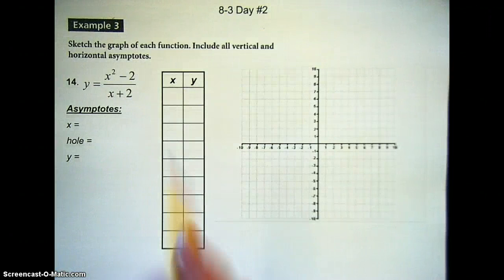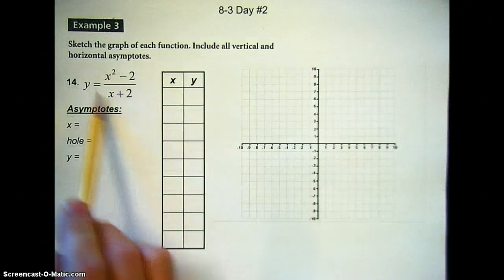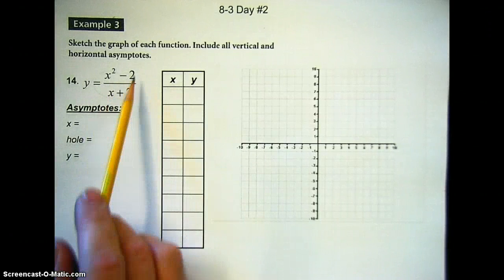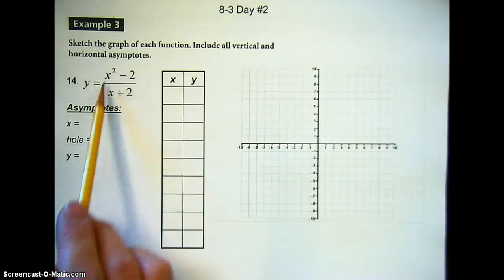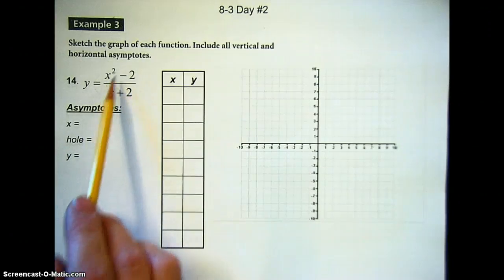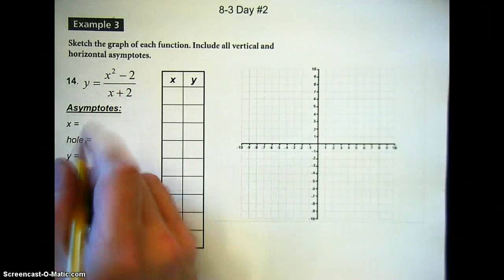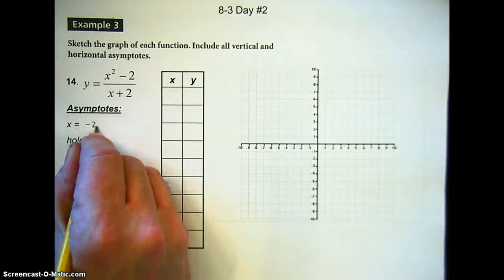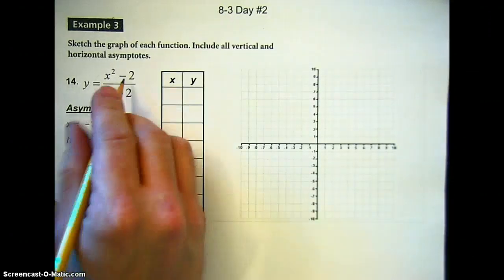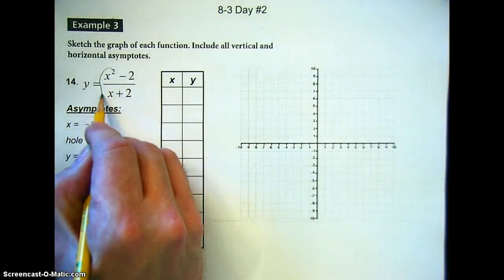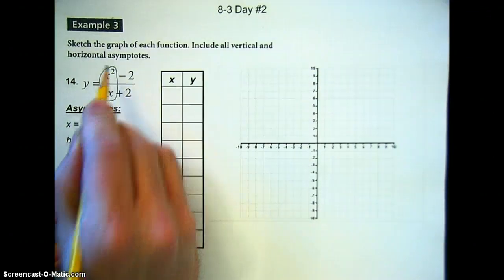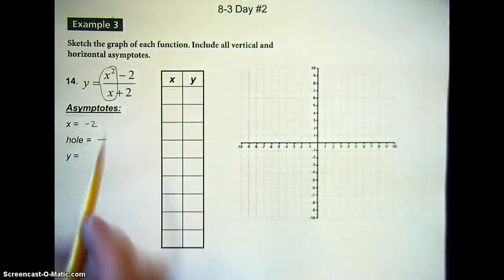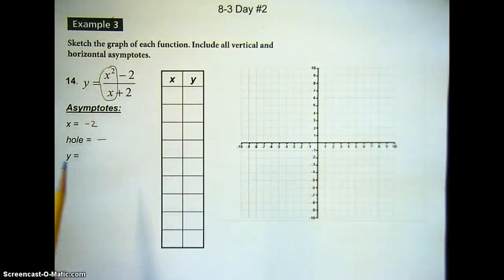Start on 14. Like I said, we're not going to go all the way through it. I want to take that equation, x squared minus 2 over x plus 2. You're not going to be able to cancel anything here, right? You guys with me? Okay, and so our asymptote for x is going to be negative 2, our hole, none. And the y asymptote, well, let's focus on this part again. This time we have the x squared on top. We can't reduce that because you have the minus 2 and plus 2.